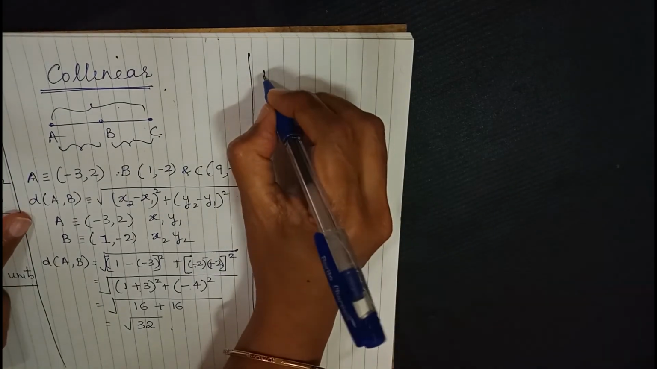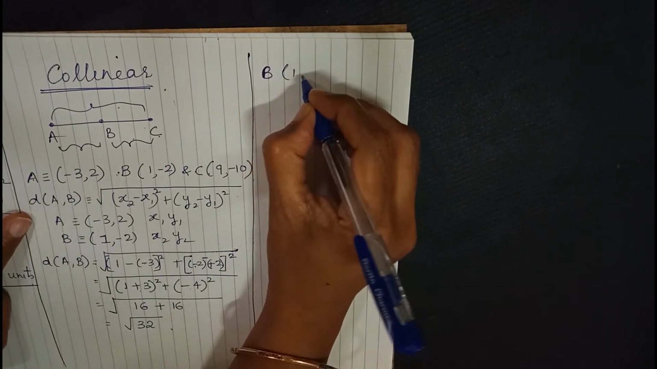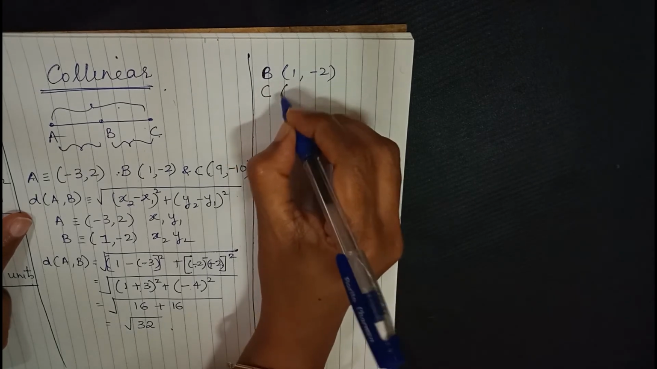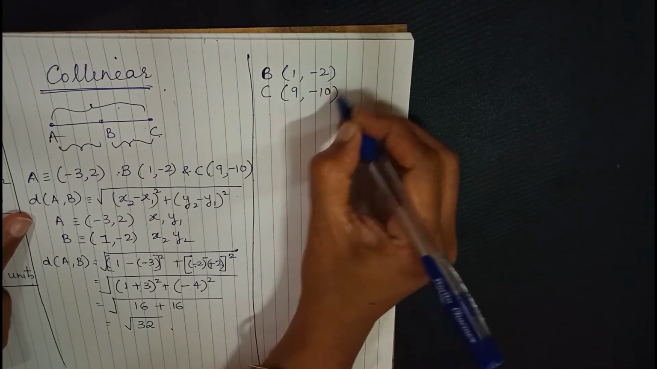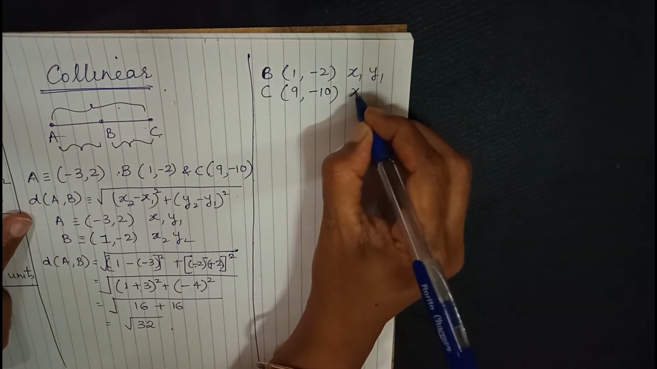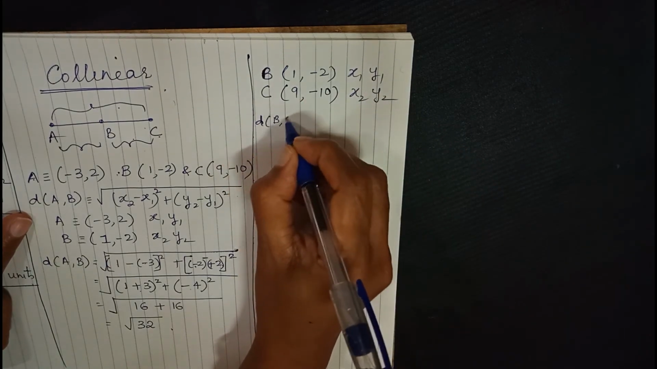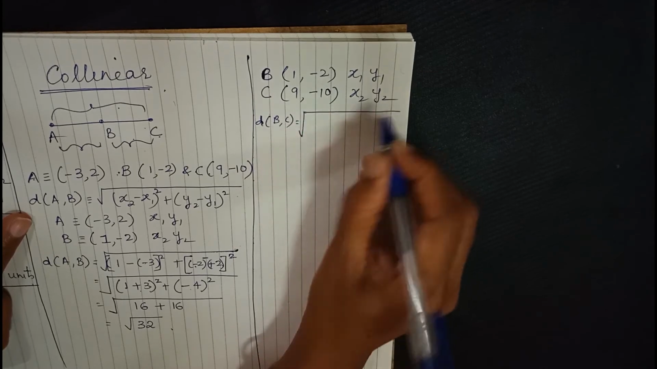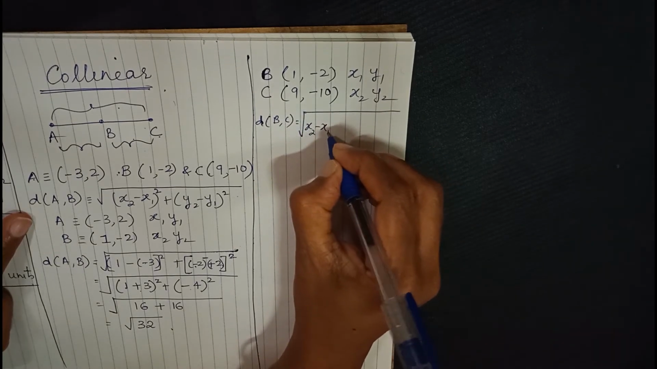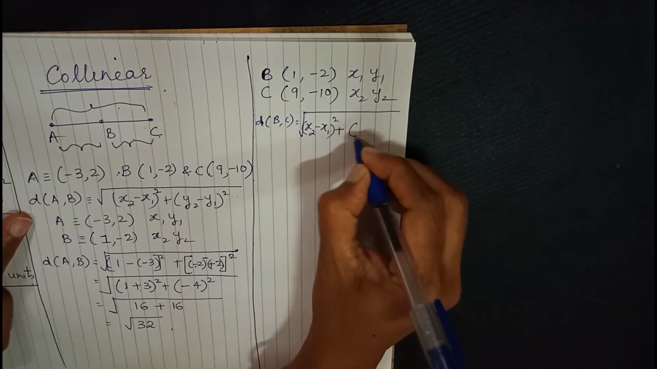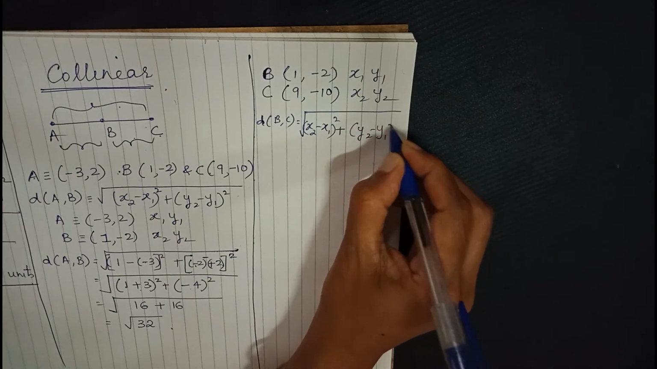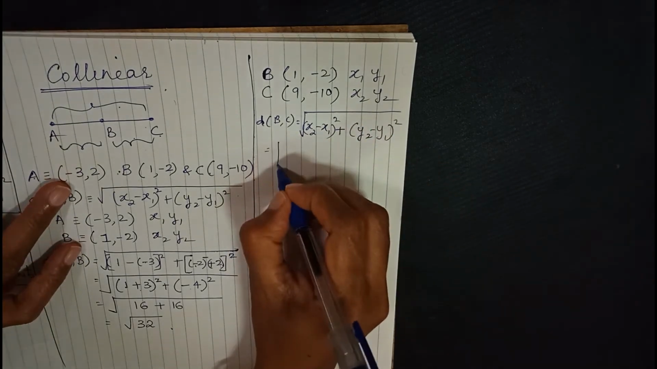Let's go to distance BC now. So B is (1, -2), C is (9, -10). So now this is x1, y1, x2, y2. So let's find out distance BC using our formula: square root of (x2 minus x1) the whole square plus (y2 minus y1) the whole square.